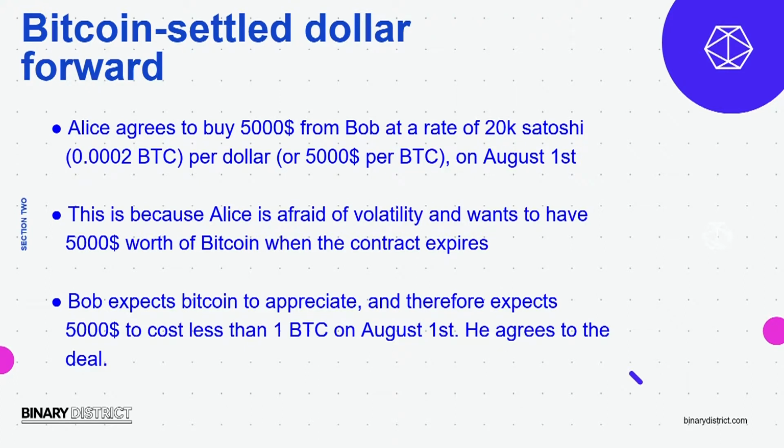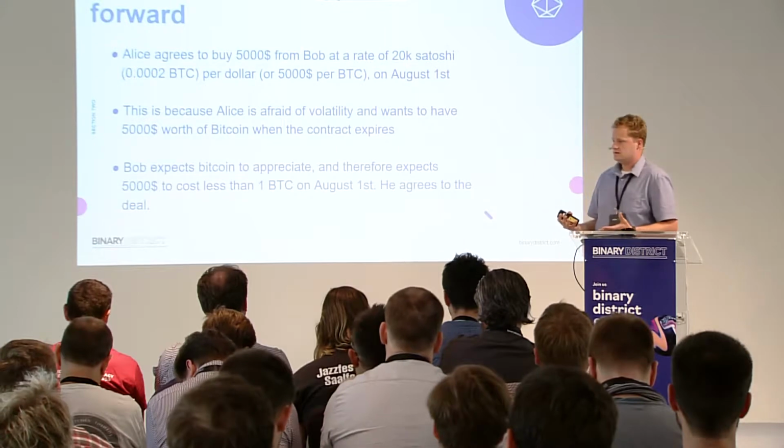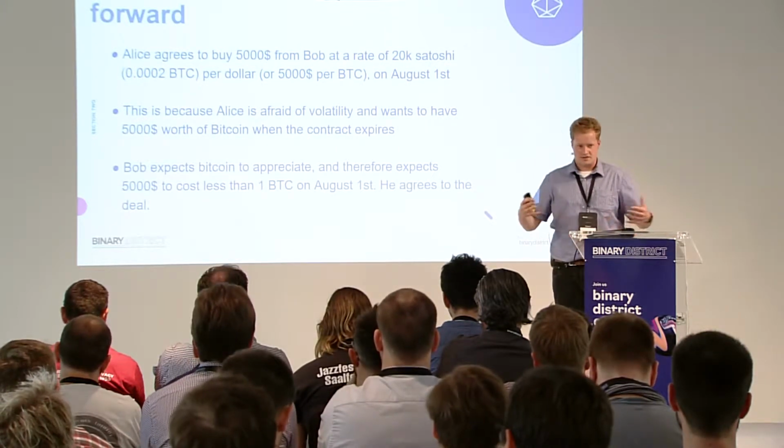And Alice does this because she's afraid of the volatility of Bitcoin. So she has $5,000 worth of bills to pay, and she only has a Bitcoin, and she's not sure if that Bitcoin is still going to cover the bills that she has to pay.